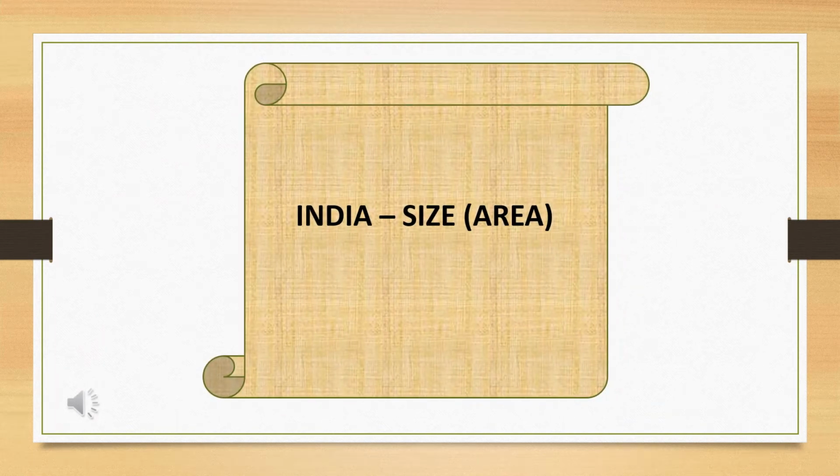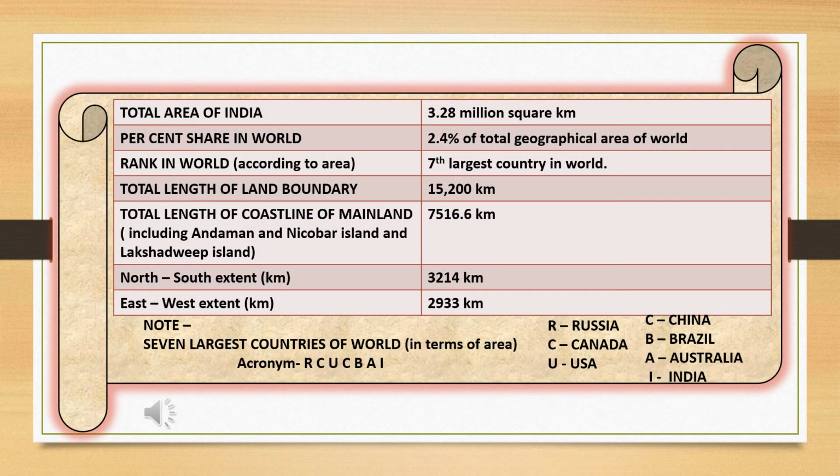Now moving on to next part of our module, that is total area of a country and percent share in the world, which means India, size, in context of area. Total area of India is 3.28 million square kilometer, which accounts for about 2.4% of total geographical area of the world. On the basis of the area, our country is the seventh largest country in the world.